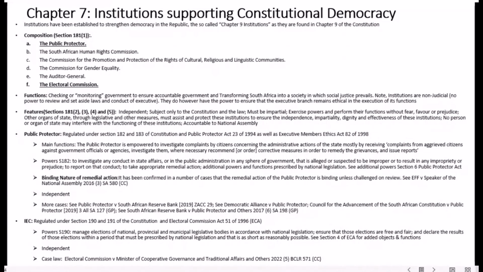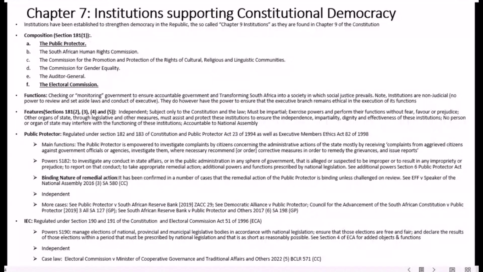Colleagues, one of the things that were mentioned, I don't know if it will come in the exam or not, but please just be aware of the binding nature of the remedial action of the Public Protector. So it has been confirmed in a number of cases that the remedial action of the Public Protector is binding unless it is challenged on review. And for this, you can have a look at EFF versus Speaker of the National Assembly, the 2016 case. It's also referred to as EFF 1 in your tutorial letter.